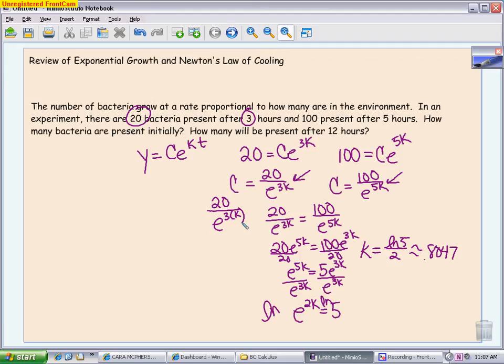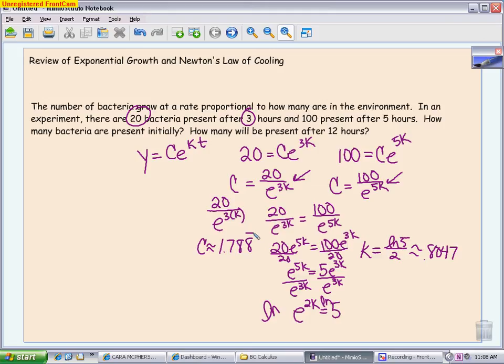Since I already have it on my calculator, I'm going to multiply by 3. I'm going to take e to that power. I'm going to take 20 divided by that answer, and I get c to be approximately 1.788, kind of repeating. Now, I don't know if you can have part of a bacteria, but rather than round it, because I know I'm not done with the problem, I'm going to leave it like that.